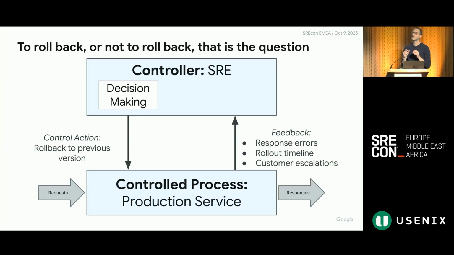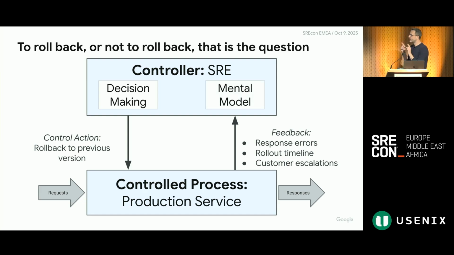The controller receives feedback from that control process. In our example, that is the response errors, the rollout timeline, and possibly customer escalations that arrive to the SRE team. Again, there can be multiple pieces of feedback flowing into a controller.